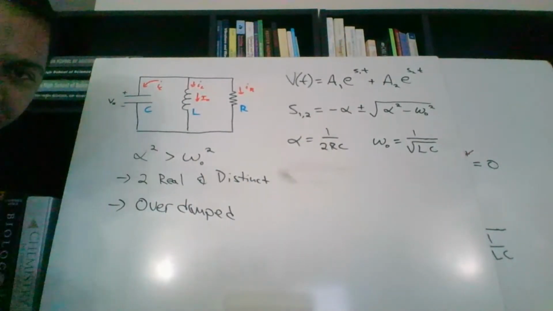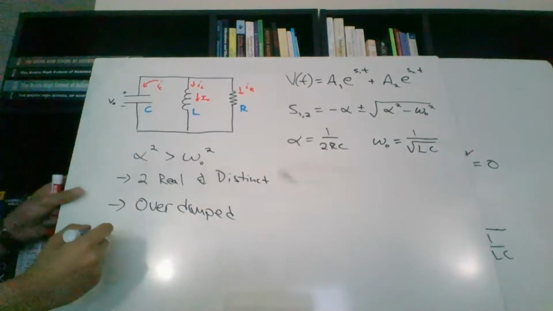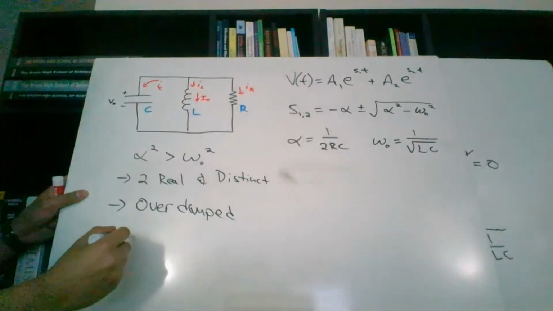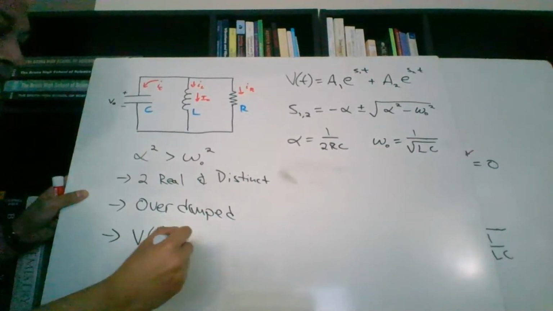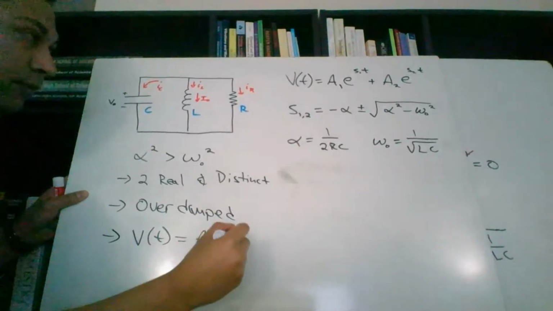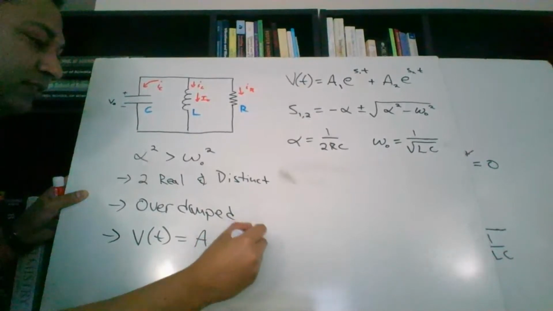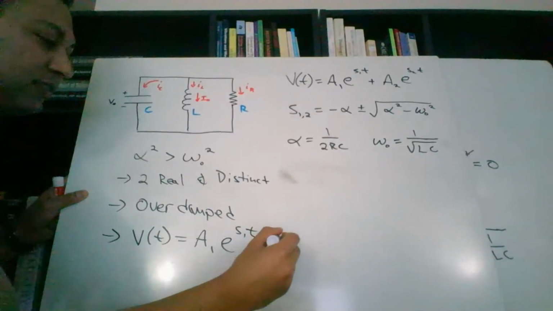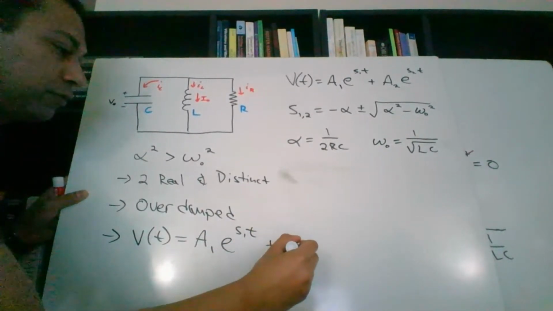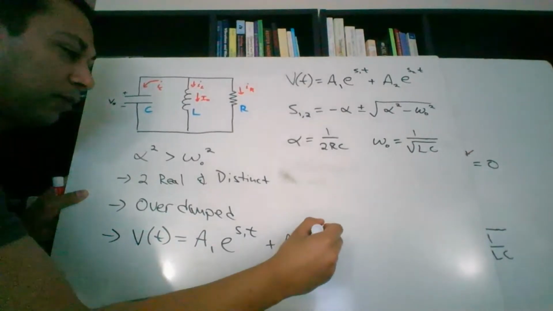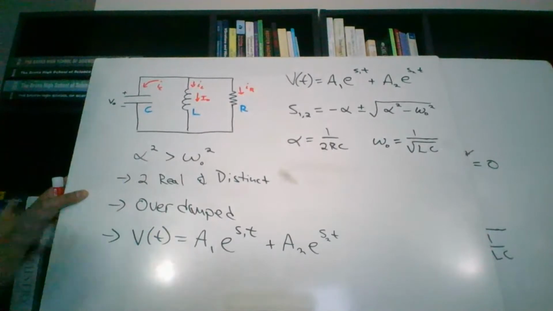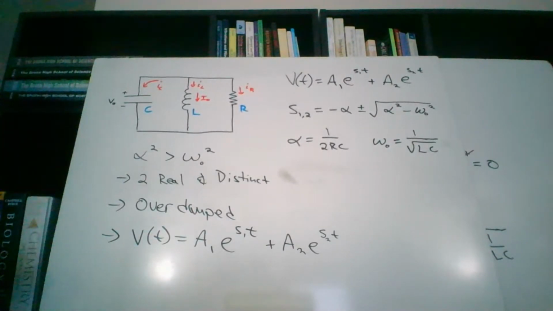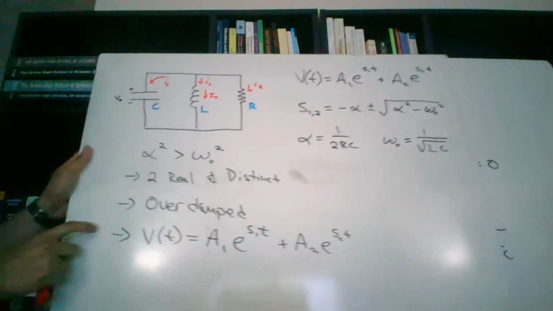The solution to the differential equation for an overdamped circuit is going to be written just like we had written right there. V as a function of t is going to equal a1 e to the power s1 t plus a2 e to the power s2 times t. Okay, so that's going to be the solution for the overdamped situation. Let's move on and talk about the other two.